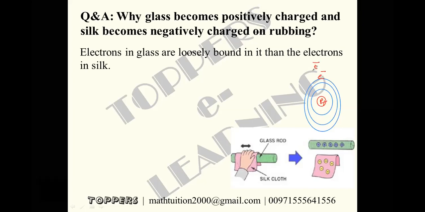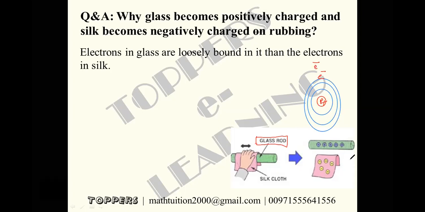So when we are comparing the molecules or atoms of glass and silk, we can say that the electrons of the glass rod are loosely bound compared with the silk atoms or molecules. So the preference goes to the glass rod. Understood? Because it is more loosely bound when compared with silk. If you are using some other material with silk, maybe silk will be loosely bound. So this is a comparison with respect to what other material we are using to rub. Don't think that silk will always gain electrons. No, it depends.